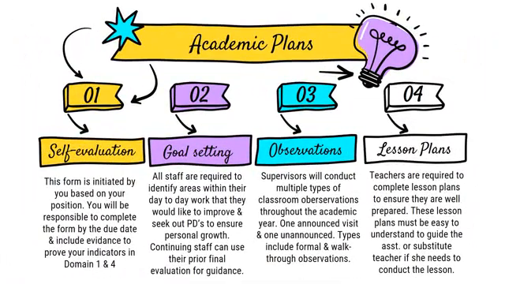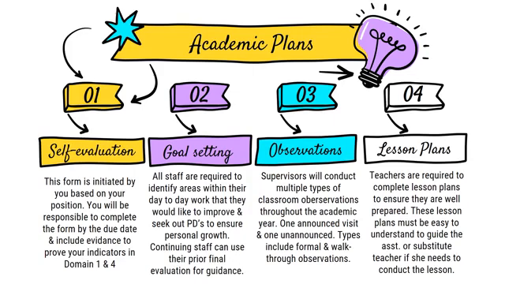Academic plans. So within an academic plan, there are 4 basics that need to be completed throughout the year. That needs to be either initiated by you or completed by you after the evaluator has submitted it. Such forms include the self-evaluation, the goal setting, observations, and lesson plans.